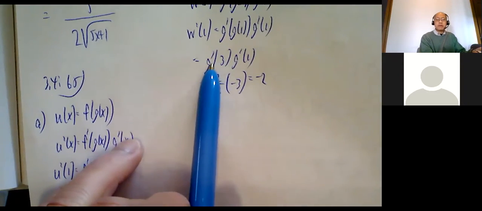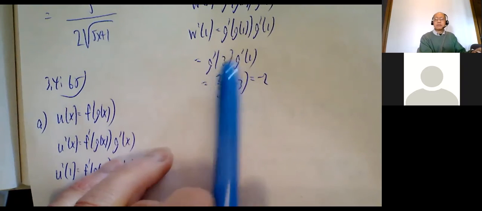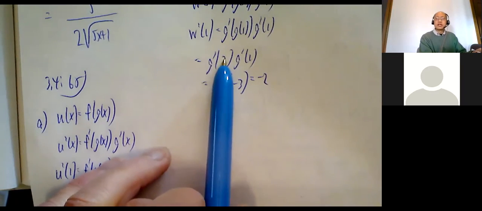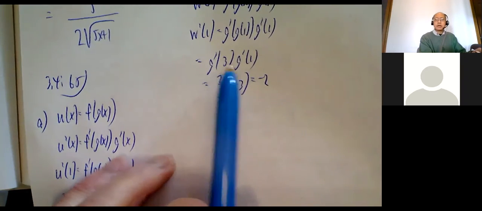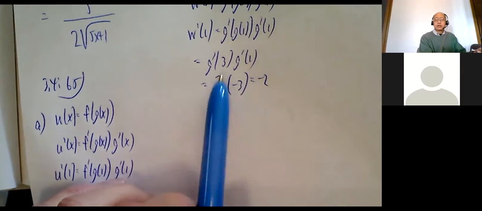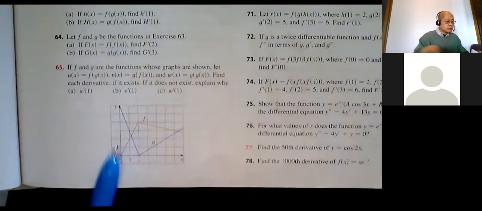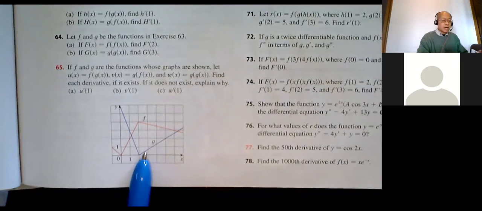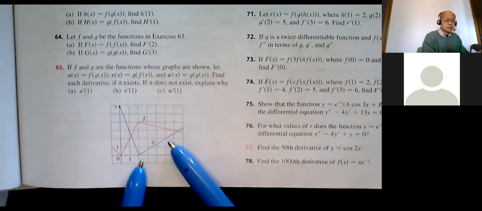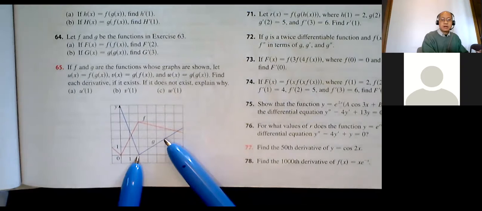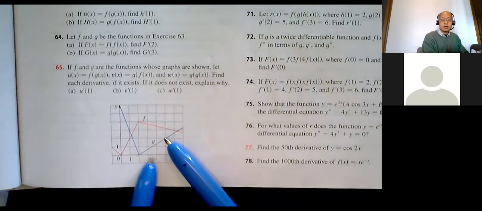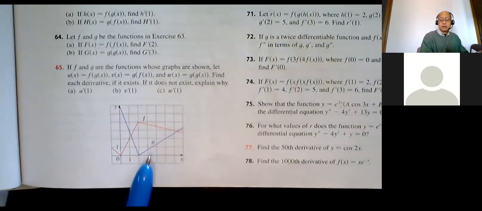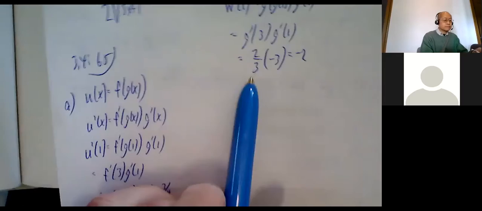Okay, so I want g prime of 3, g prime of 1. These are both slopes for the g graph. Slope at 3, slope at 1. Slope at 3, I got 2/3. At 3, 1, 2, 3, we're right over here, right? So this section, and the easiest two points to pick, I think, are these two. So that's over 3, up 2, which is a slope of 2/3.